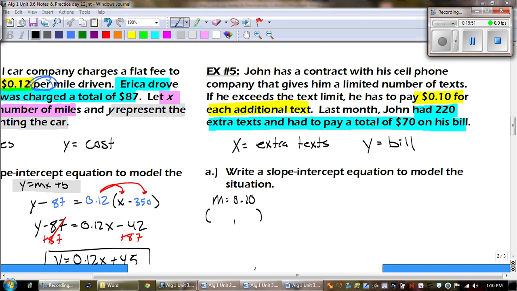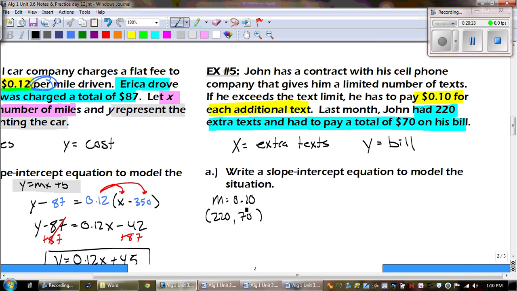Okay, so the tricky thing about this one is they don't tell you what X and Y equal. You have to figure that out on your own. So we talked that y is money, okay? So that's going to be our bill, the total cost, and then that leaves x being the extra texts. So in yellow, they told us what the slope was, but in blue, we have two numbers in the same sentence, so that's telling me that that's a point. So my x, the extra texts, is 220, and then the y would be 70.